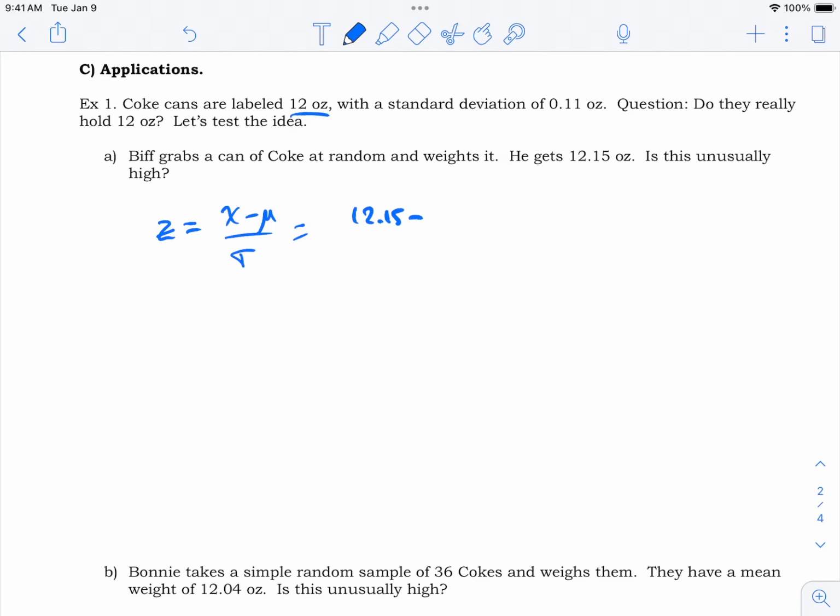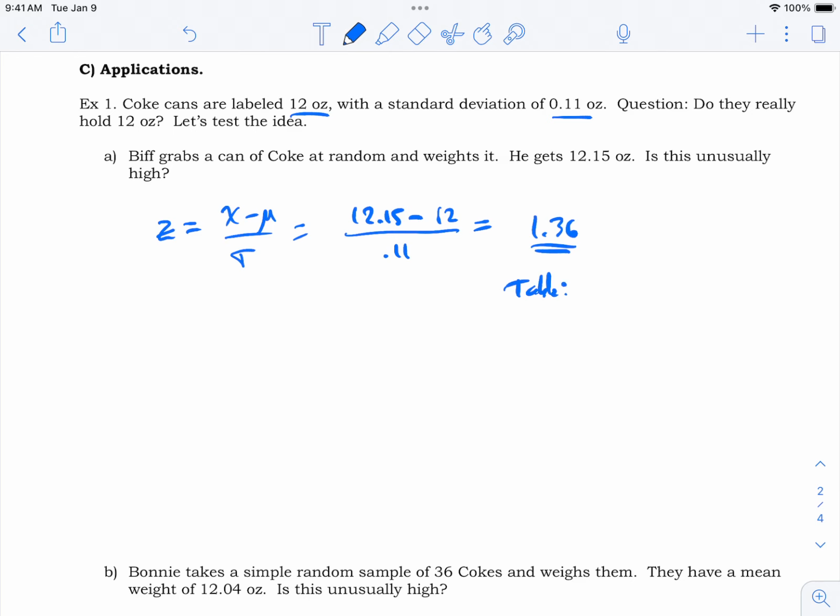The mean is supposed to be 12. That's what they tell us. And the standard deviation is supposed to be 0.11. That's what they tell us. And so if you work that out, you get a z-score of 1.36.